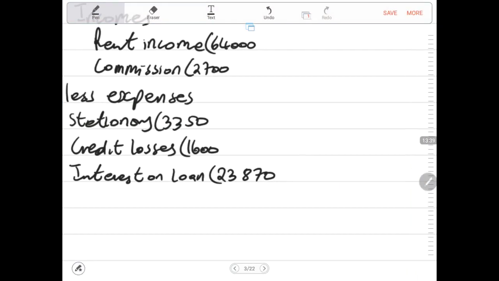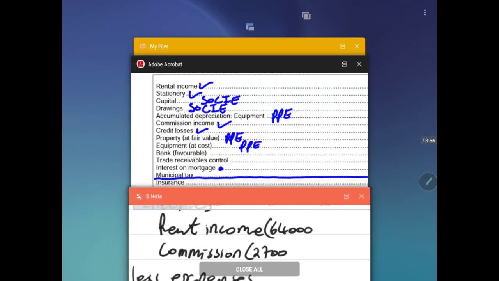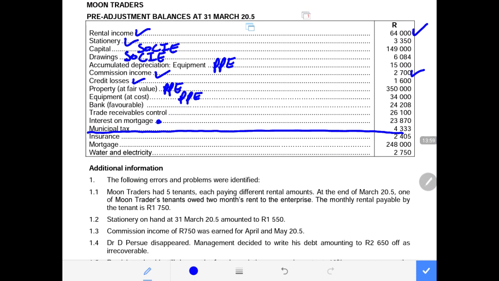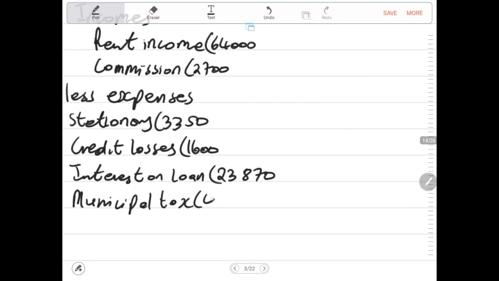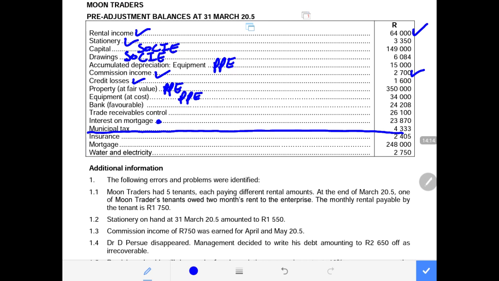Municipal tax. And the municipal tax, it is an amount of 4,000 or 3. Let us check the municipal tax. How much is it? Municipal tax 4,333. It is 4,333. Then that is the municipal tax that is paid.